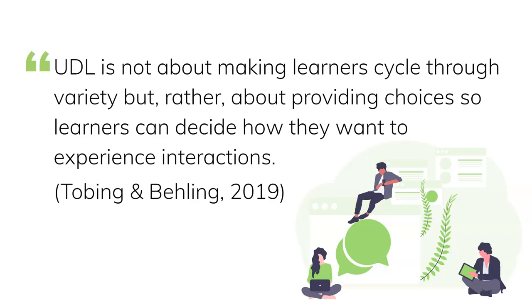And so if I have a unit on, let's say, urban, suburban, and rural communities, I should provide them choices for how they want to learn about each of those communities. It shouldn't just be, here's a video about urban communities, here's a reading about suburban communities, and here's a lecture about rural communities. The variety there, they're just cycling through, but they're still expected to use a video for one, a reading for another, and a lecture for the third. A UDL approach would say you need to provide choices for your learners for the first learning outcome, choices for the second, and choices for the third.